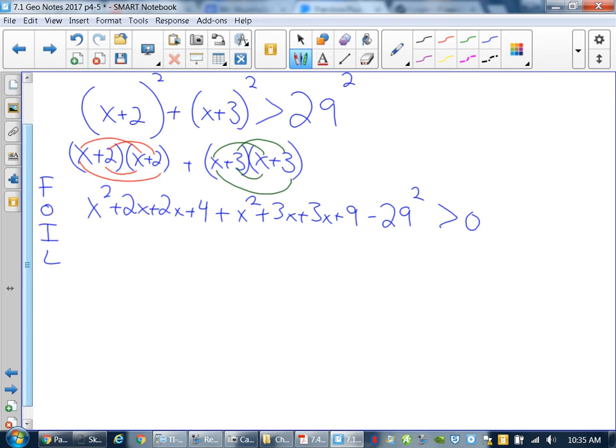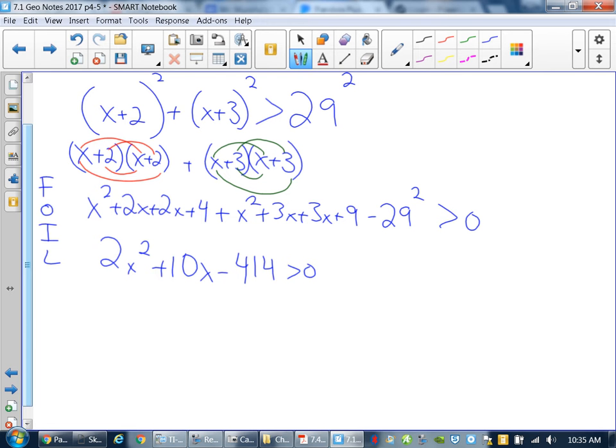All I did was FOIL. FOIL twice. Now combine your like terms. X squared and x squared is 2x squared. 2x and 2x is 4x. 3x and 3x is 6x, so 10x. 4 and 9 is 13. Subtract the 29 squared. And I think this is the one where you get negative 414 when you multiply that out? I'm seeing heads bob, yes, so that's it.